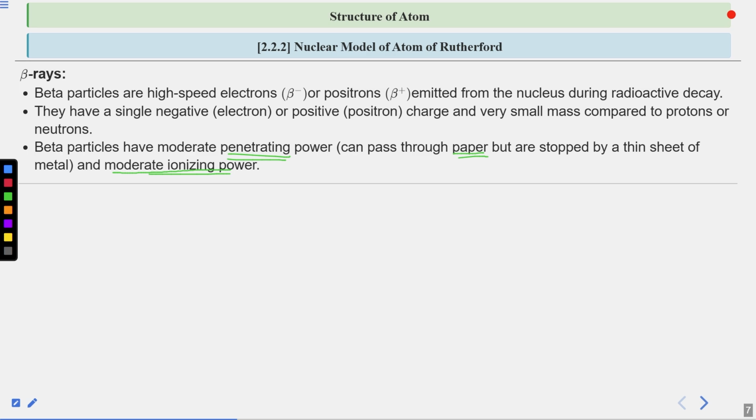Now, what is the meaning of ionizing power? Ionizing power means whenever you hit this particle with a different atom or a molecule, it can kick out the electron or it can ionize it. So, the heavier the mass, the greater the probability to ionize the other given molecule or atom. So, that thing is called the ionizing power.